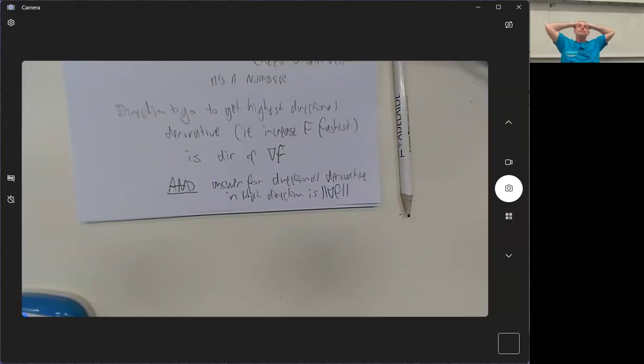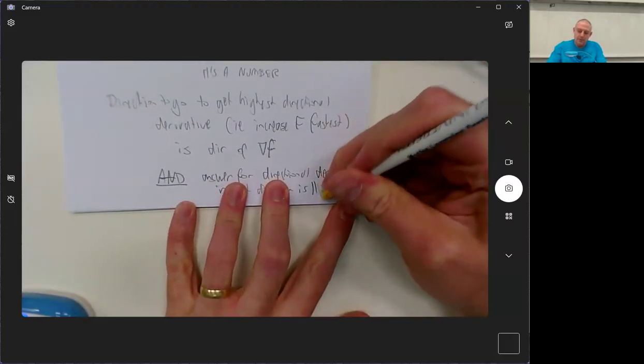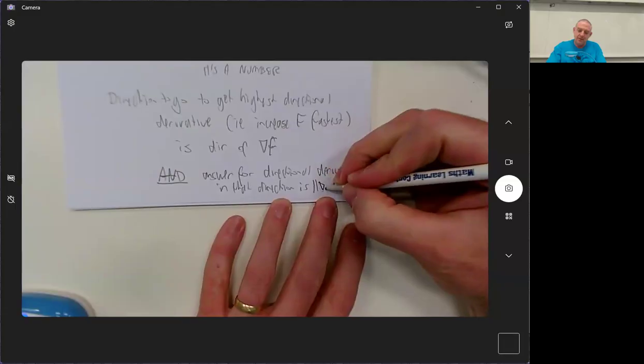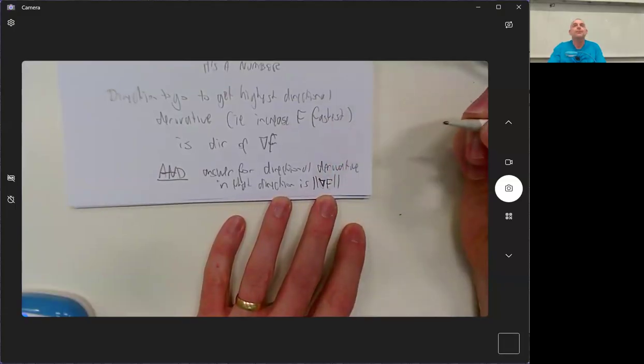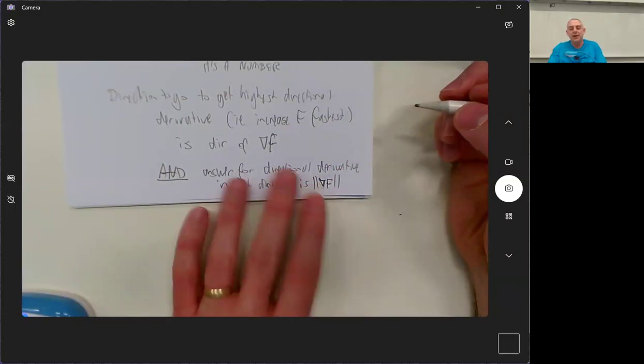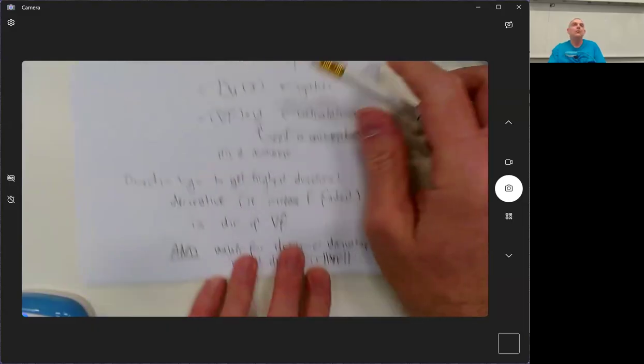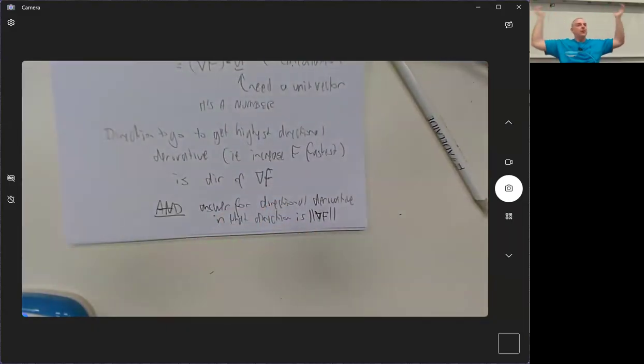It's amazing. Yep. Is that f or a partial in the direction? This is the length of the gradient of f. Okay, yeah. So that gradient vector up here, you square all of them and add them up and square root, and that is the answer for the directional derivative, the highest possible directional derivative.